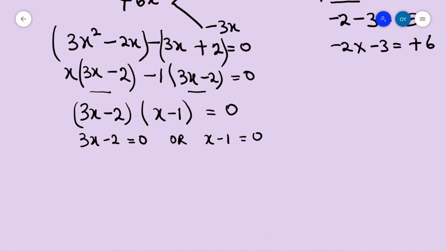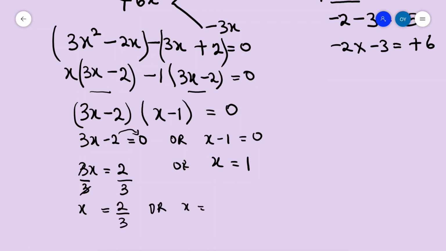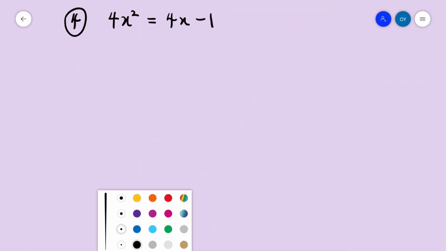So we need to find the values of x. Here, x equal 1. Here we have 3x equal 2. This crosses to the other side to become plus 2. So we divide both sides by 3. Then we have x equal 2 over 3, or x equal 1. Example 4. 4x squared equal 4x minus 1.